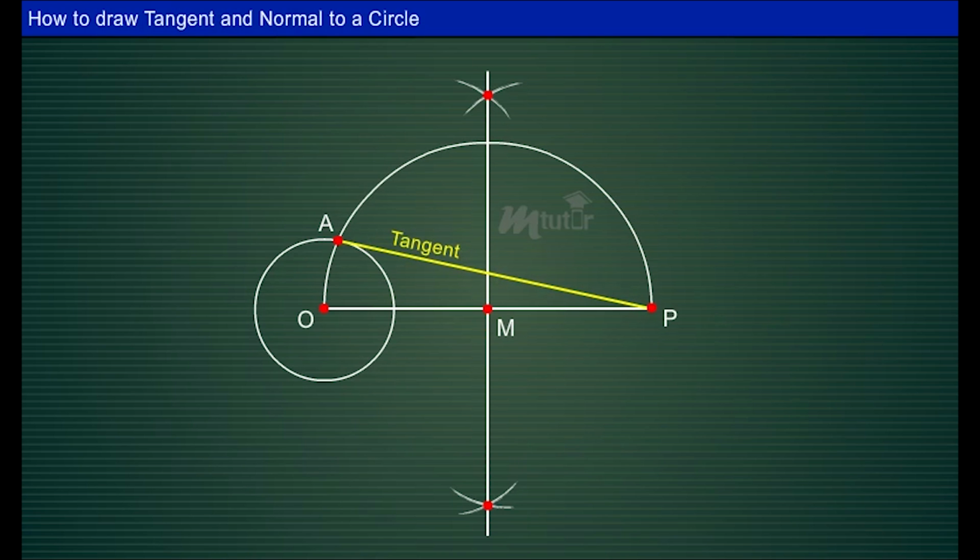Now, let us see how to draw the normal to a circle. Draw the radius OA of the given circle, which is perpendicular to the tangent. Therefore, the radius OA is called the normal to the given circle. Let us now see an application of tangent and normal to a circle.